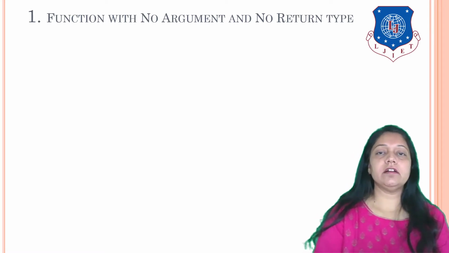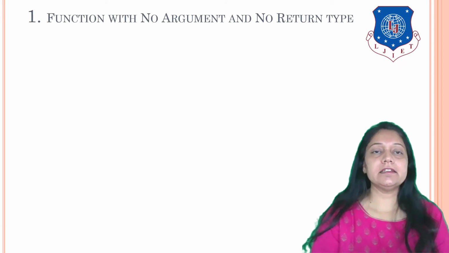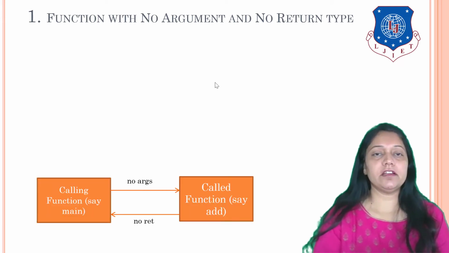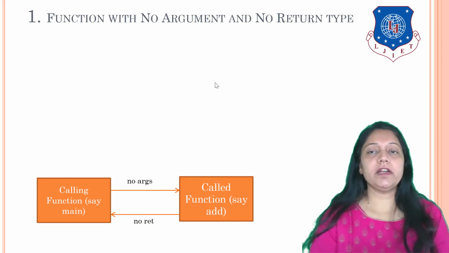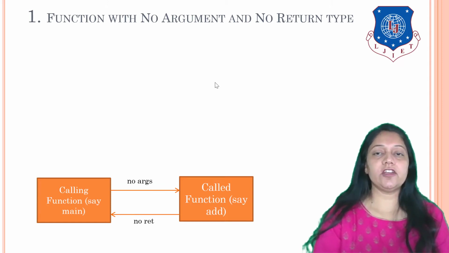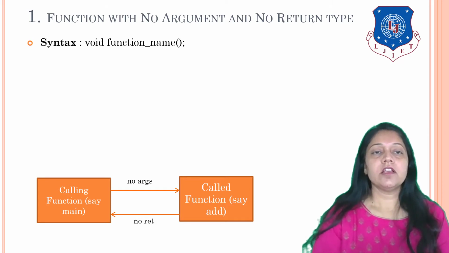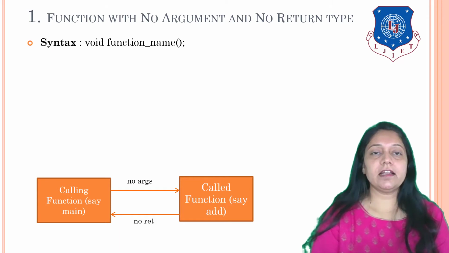So we'll start with the first function category, that is function with no argument and no return type. So till now you have understood that function with no argument and no return type means there is no communication between calling and the called function. That is, the calling function does not pass any arguments, neither does the called function return any value to the calling function. So what would be the syntax of this category?